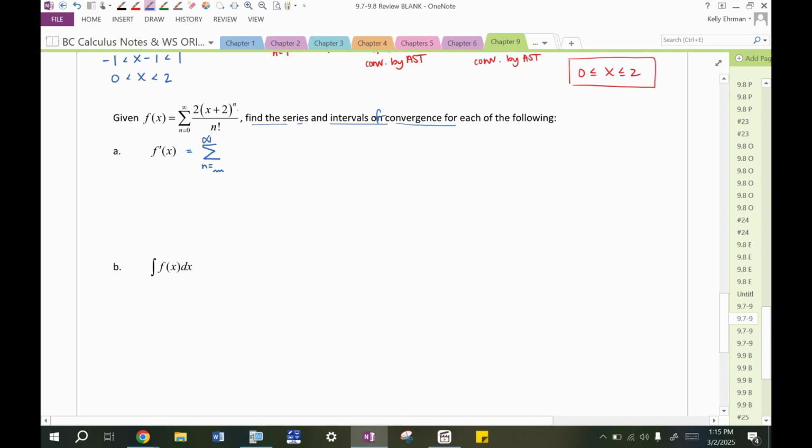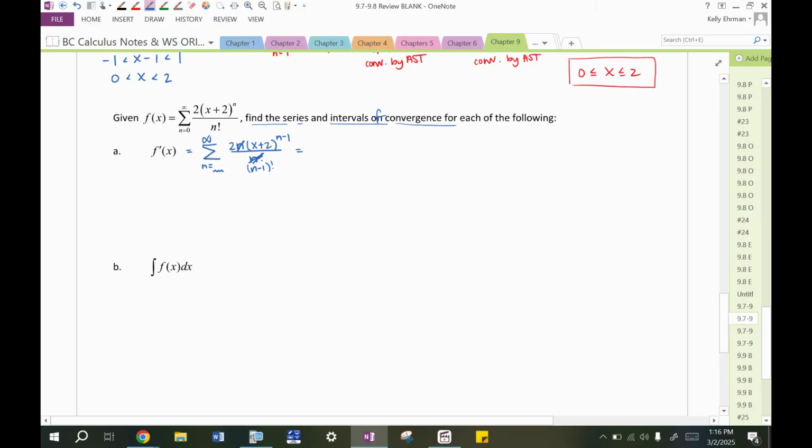Take the derivative of this term. So this would be 2 times n times x plus 2 to the n minus 1 over n factorial. All right, now here's where you might want to list out some terms, right? So first of all, this n and this n factorial can cancel to just n minus 1 factorial.